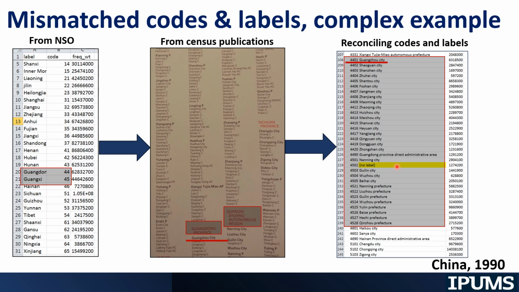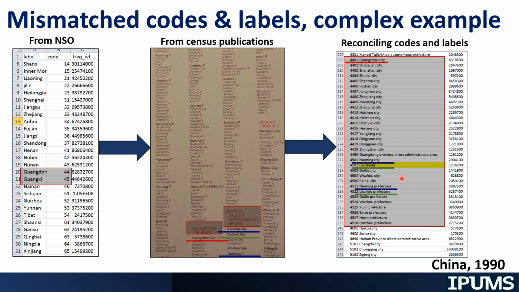So if we look at that, 4401 was Guangzhou city. And then we also had a Nanning city and a Nanning prefecture. And we weren't sure if that was correct or not, if both were Nanning, or if there was a mislabeling. But we had to look at the published figures to figure out that the Nanning P meant Nanning prefecture, and the Nanning city here corresponded to the Nanning city.